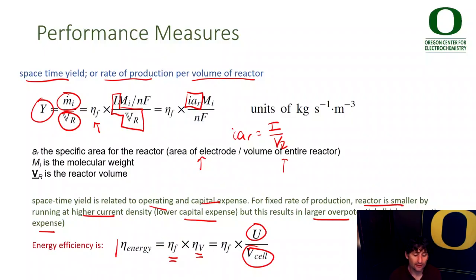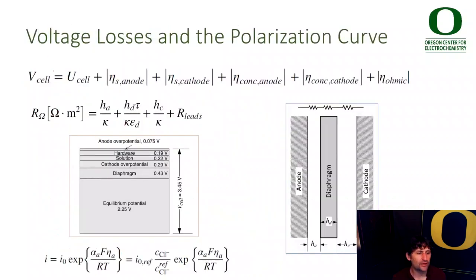Remember, V cell includes paying the penalty for driving all those kinetic, mass transport, concentration, and ohmic overpotentials that we continually discuss in this course. Here's that written out explicitly. V cell equals the thermodynamic voltage plus the kinetic overpotentials at the anode and the cathode, the concentration overpotentials at the anode and the cathode, and the ohmic losses in this first approximation.